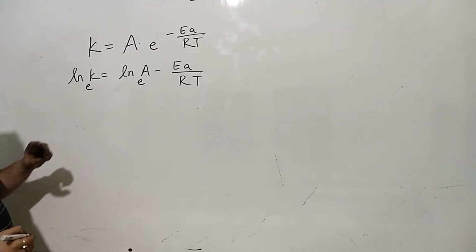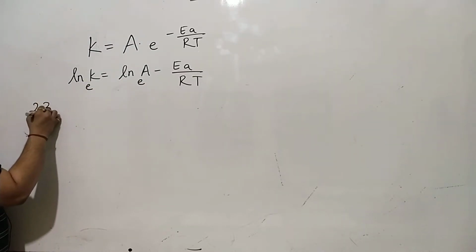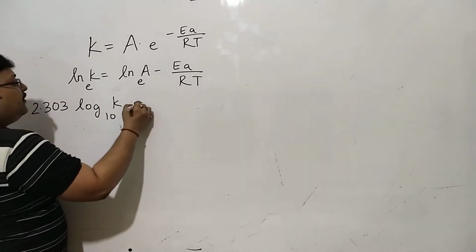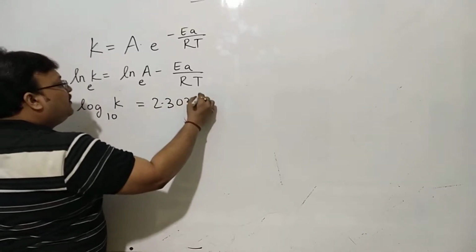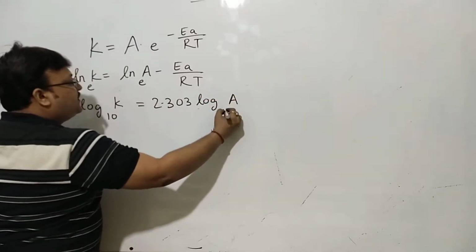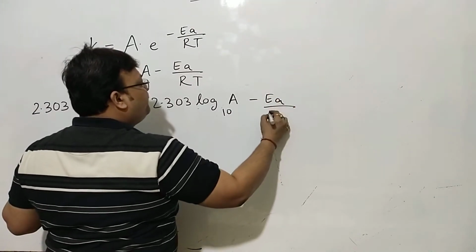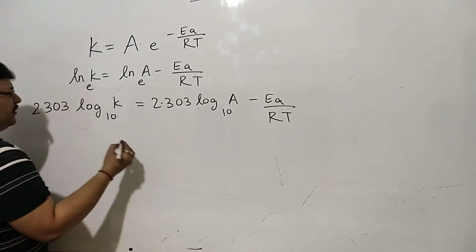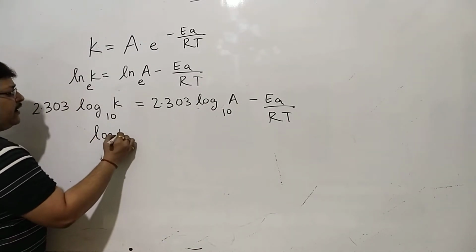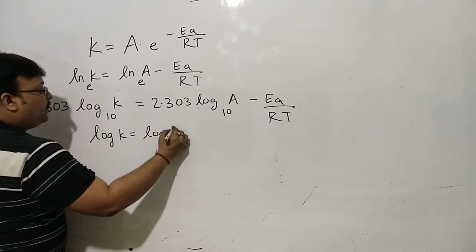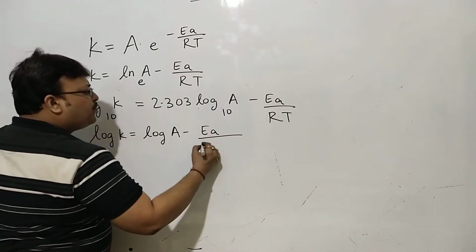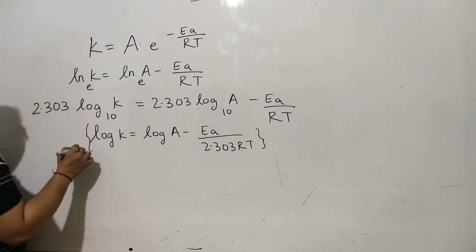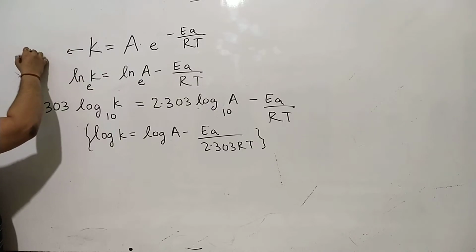And you know, when it's converted to common logarithm, the multiplication factor is 2.303. So 2.303 log K to the base 10 is equal to 2.303 log A to the base 10 minus EA upon RT. You will want to take this 2.303 common and put it in the denominator there, and it will look like log K is equal to log A minus EA upon 2.303 RT. This is very basic mathematics.